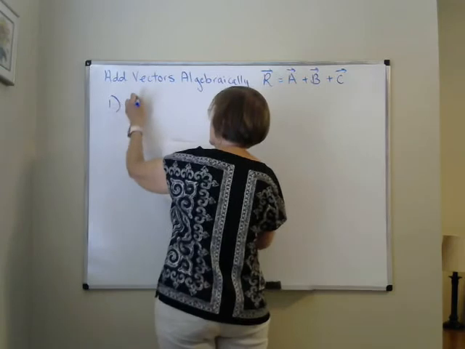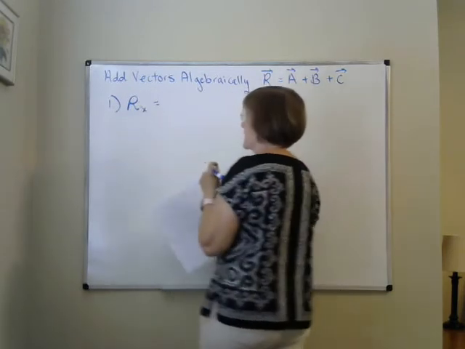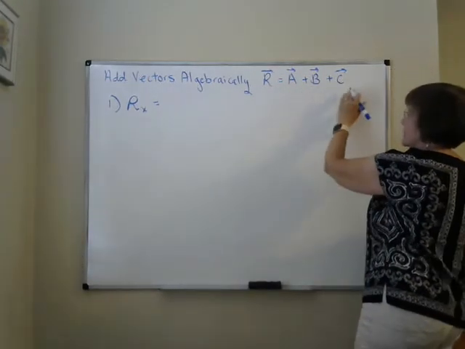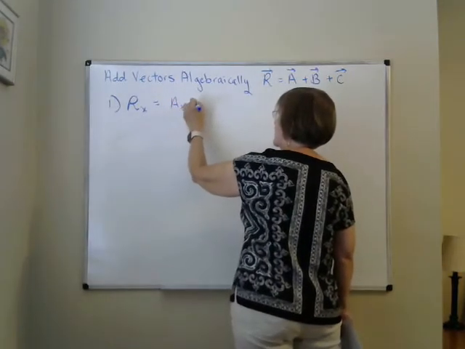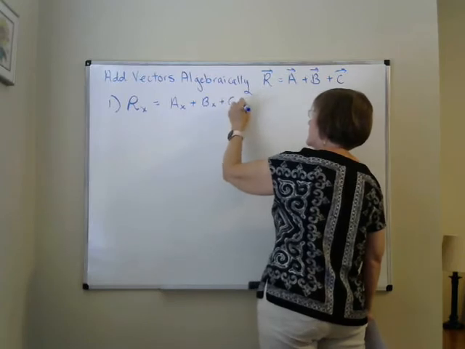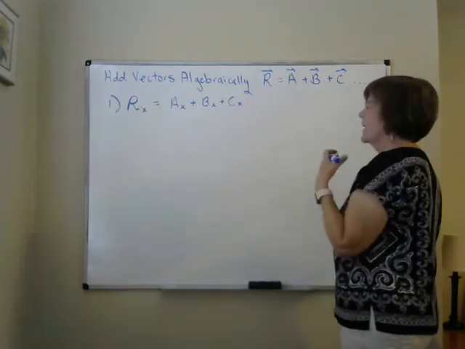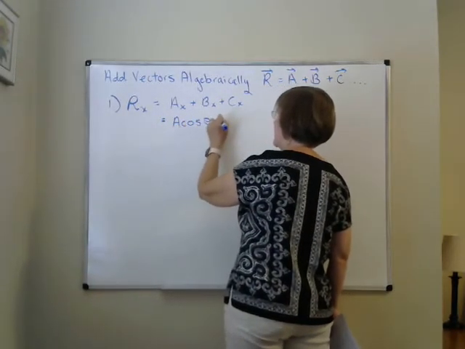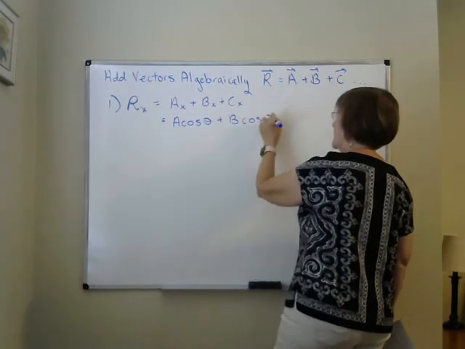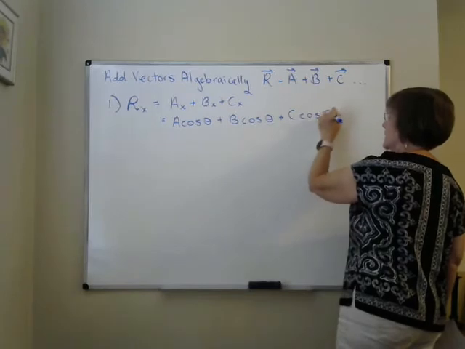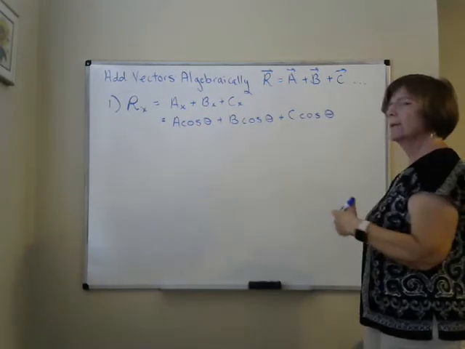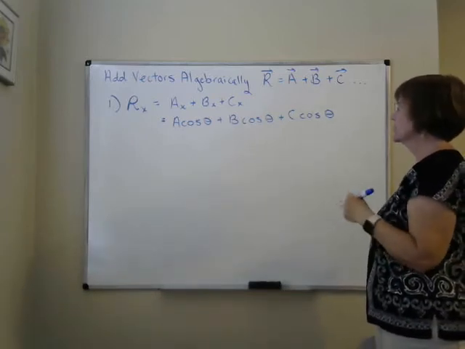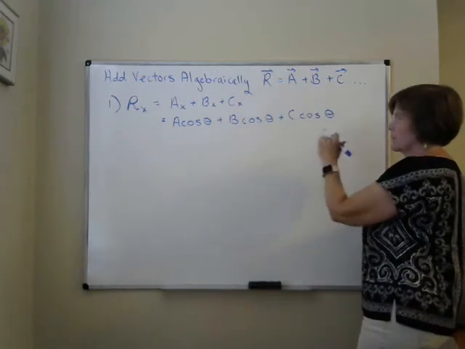Actually, I'm going to keep it a little simple. To get the x component of the resultant, how far does this point in the x direction? We simply add up all of these x components. Ax plus Bx plus Cx. And there could be more, but I'm going to stop there. How do you get x components? This is going to be A cosine theta plus B cosine theta plus C cosine theta. Now, really important, we're measuring that angle counterclockwise from the positive x-axis. But as long as we're measuring it counterclockwise from the positive x-axis, this works.